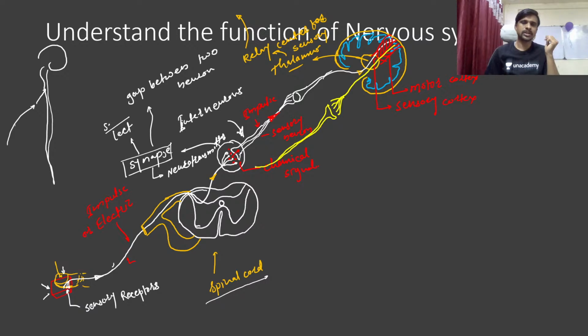So this neuron is going to enter here and coming out from here. Okay, so the neuron that is here is called an interneuron if it is between two neurons.